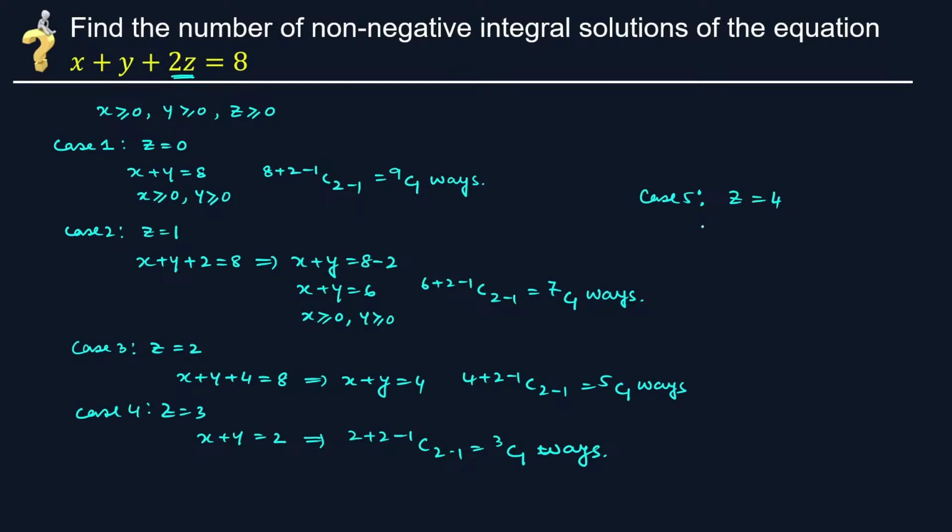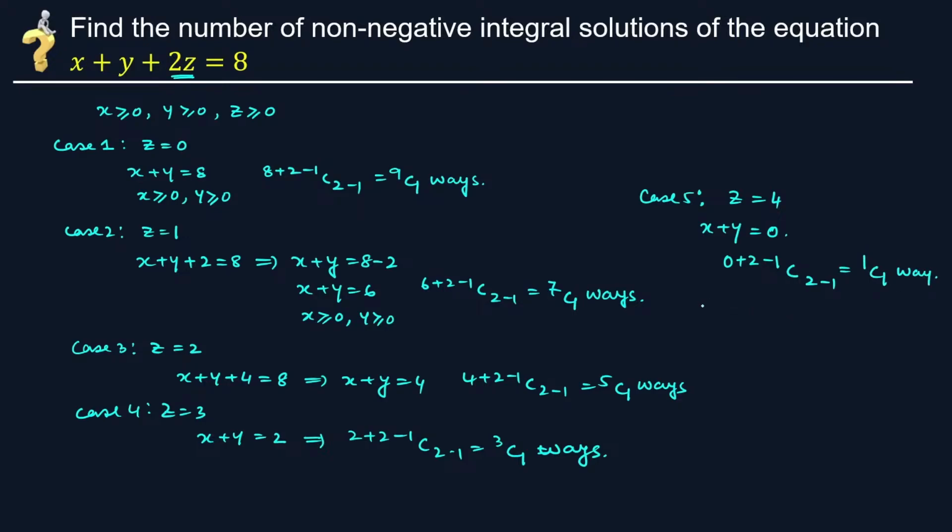If z is 4, x plus y becomes 0. Okay? So x plus y is 0. That can be done in only one way, because the only combination is x is 0 and y is 0, no other way. If you want to use the partition formula, you can use that. It's 0 plus 2 minus 1 C 2 minus 1, that is 1C1, which is your one way, right?